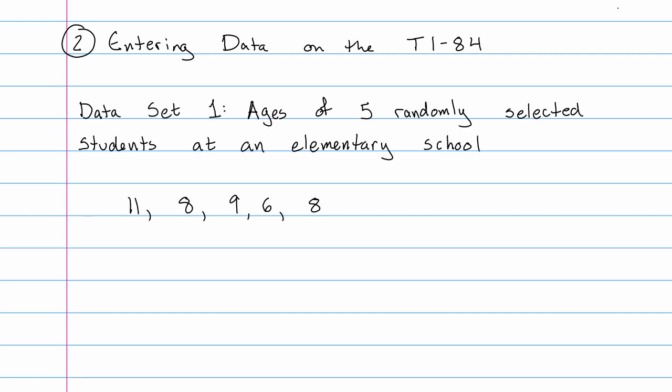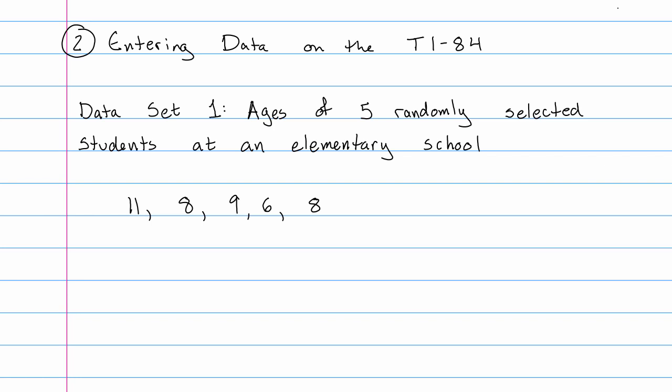Today, we're going to have 4 different data sets that we're going to work with. I'm going to give them to you now, and then I'm going to show you how to enter them on the calculator. Data set 1 represents the ages of 5 randomly selected students at an elementary school. The ages are 11, 8, 9, 6, and 8.